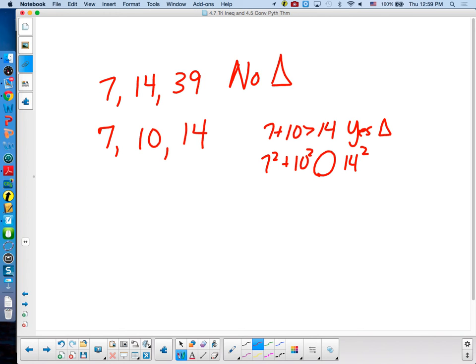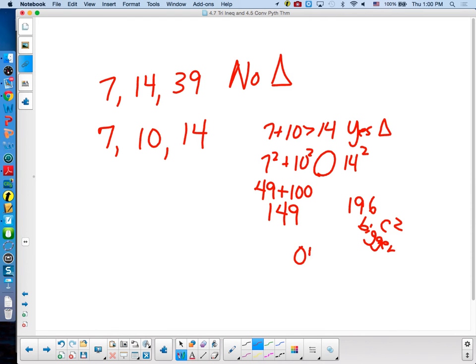Okay, this should have been obtuse because, for those that need the help, 7 squared is 49, 10 squared is 100. That adds together to be 149. 14 squared is 196. They're not equal. This side is bigger. The c squared is bigger. So what kind of a triangle does that make? Obtuse. Should make an obtuse triangle. The c squared is bigger.